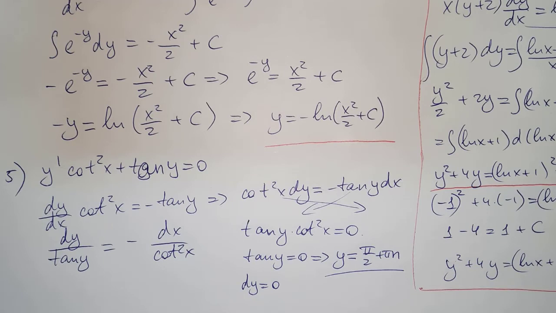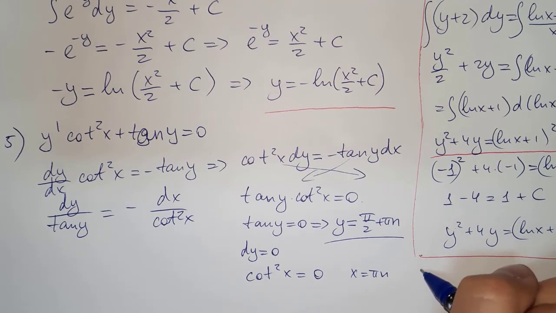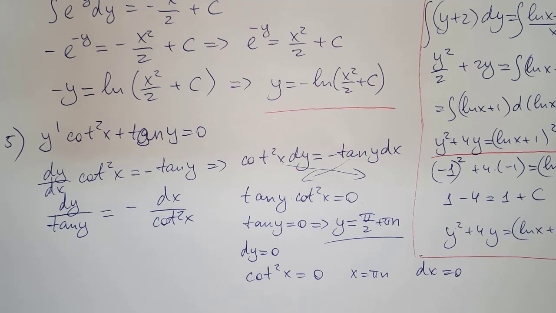And the second possible solution is cotangent square x is 0. Here we get the answer x is pi n, and dx is 0. But dx is 0, it's not satisfied. So it satisfies the initial differential equation.